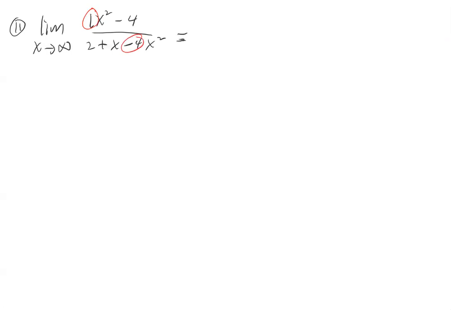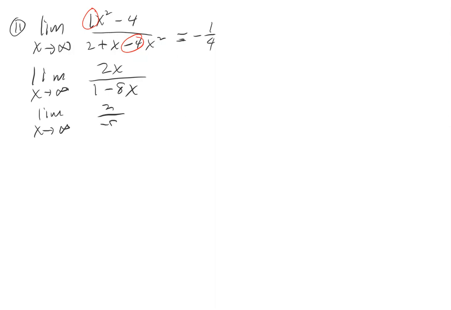Now, what happens if you couldn't remember that? Well, use L'Hopital's rule, right? Infinity over infinity, you can use L'Hopital's rule. Take the derivative of the top, which is 2x. Take the derivative of the bottom, which is 1 minus 8x. Yeah, but Mr. Park, it's still infinity over infinity, so then do L'Hopital's rule again. Take the derivative of the top, 2. Take the derivative of the bottom, -8. The answer is -1/4. See? L'Hopital's rule. It's good.